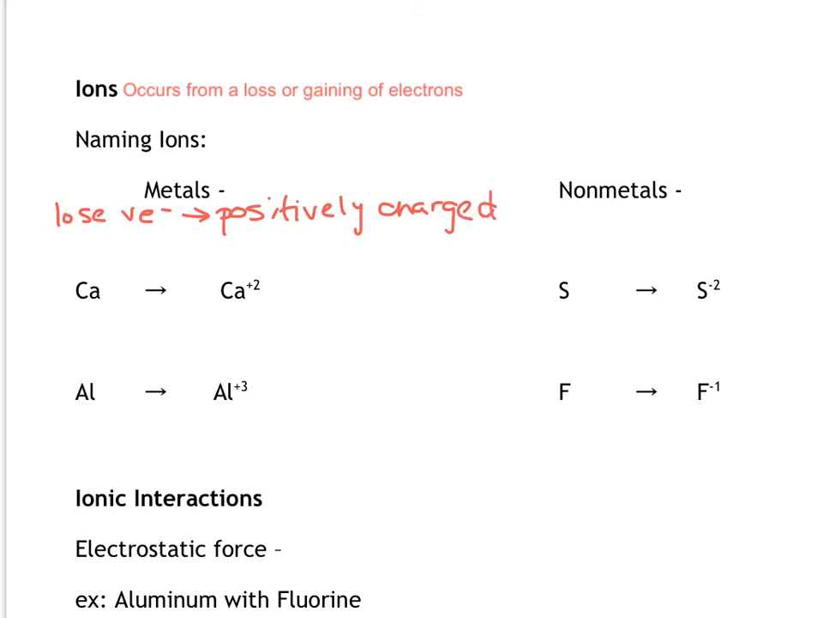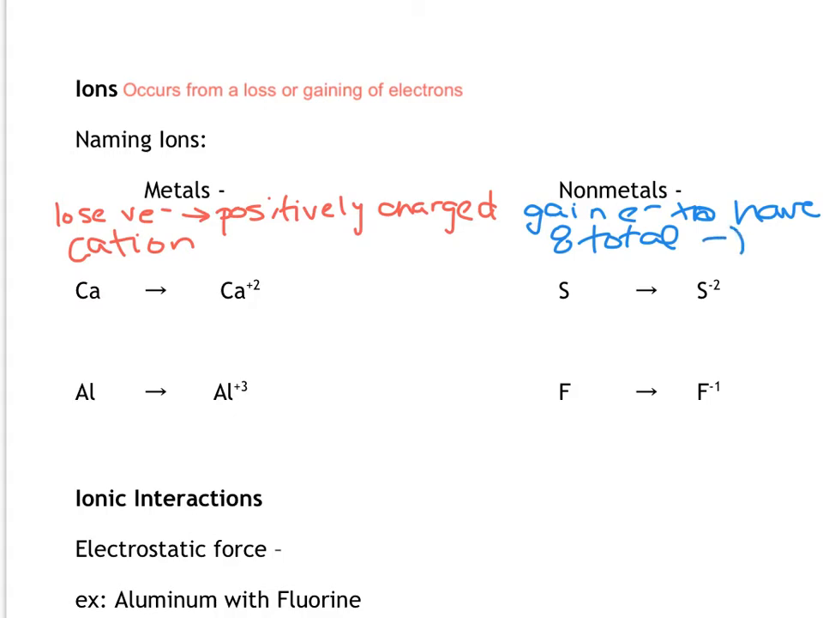And is considered a cation. Nonmetals are going to gain electrons to have 8. And they're going to be negatively charged, and they're called anions.